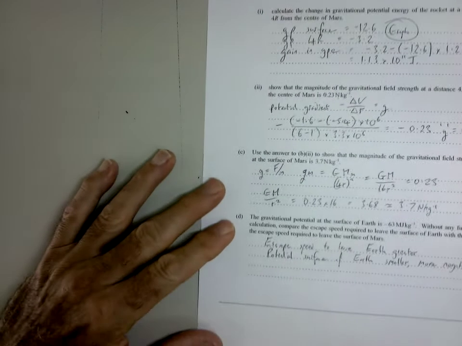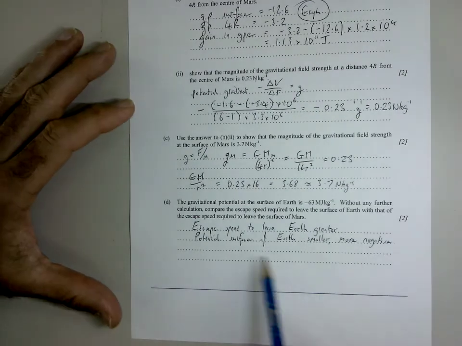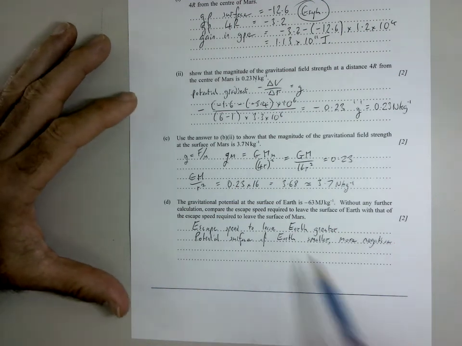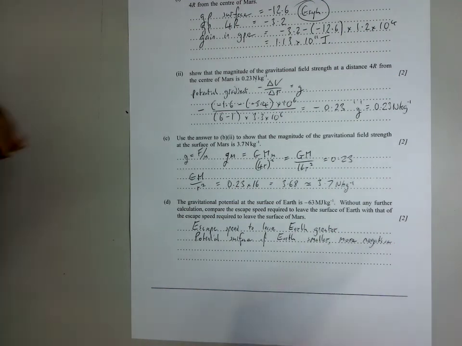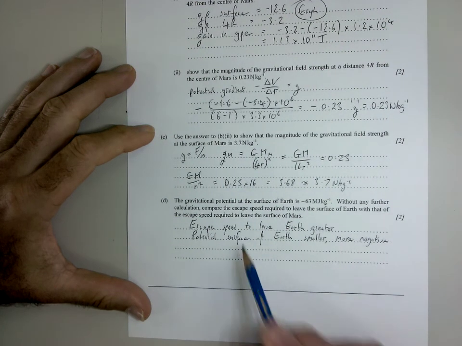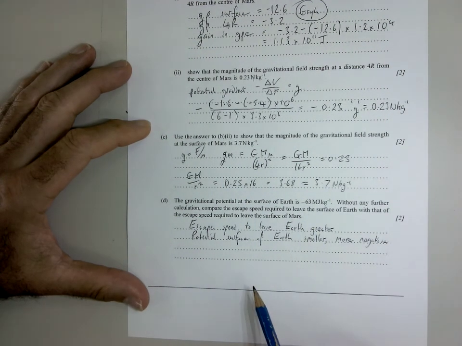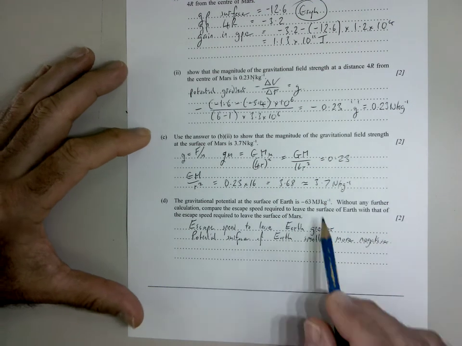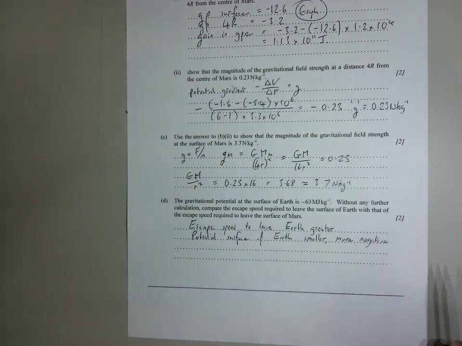Lastly, probably the easiest question that is there. We're looking at the escape speed. The escape speed to leave Earth is definitely going to be greater. Why? Because the potential at the Earth is so much smaller. We're dealing with negative values, so minus 63 megajoules per kilogram, and it is a more negative value than the value of the potential at the surface of Mars. So a nice easy answer at the end.